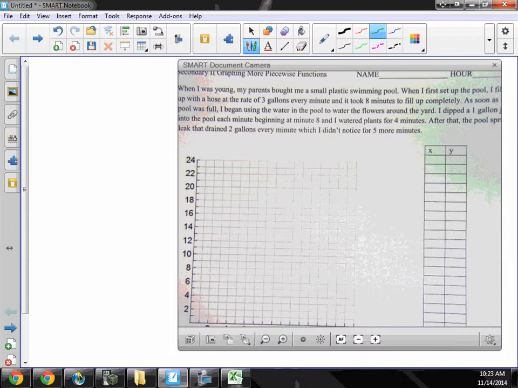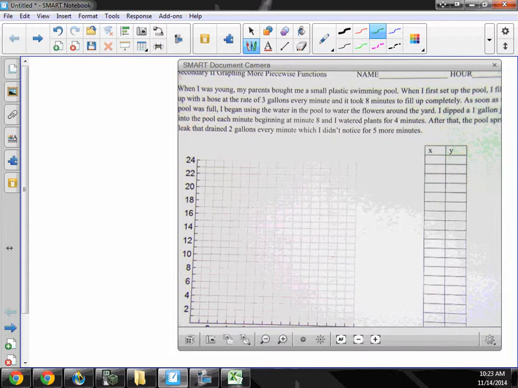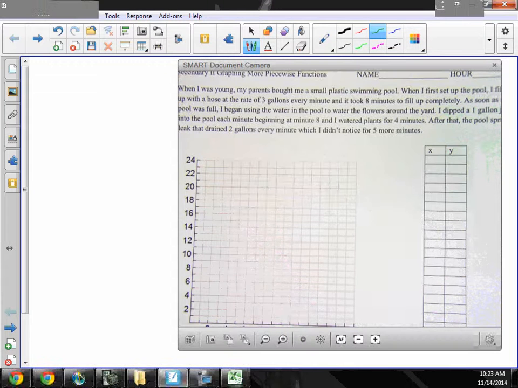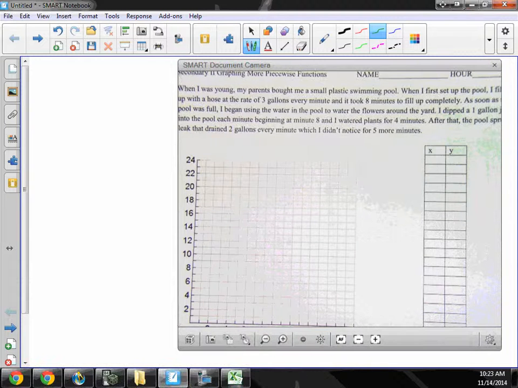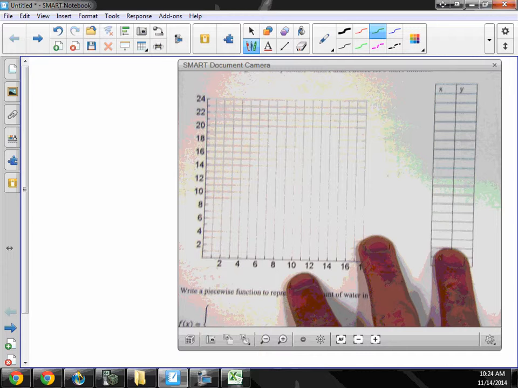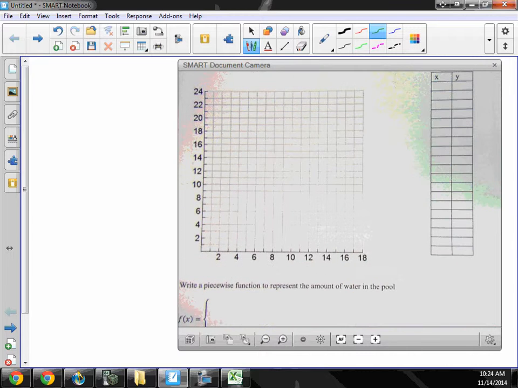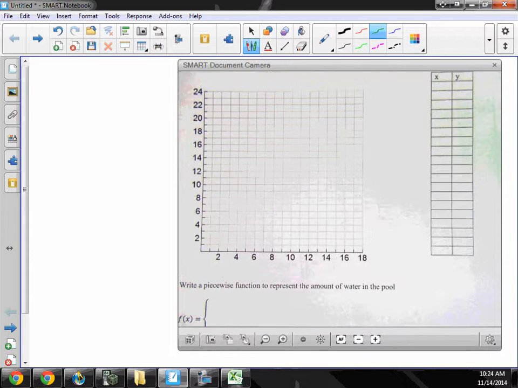5 more minutes. At that 5 more minute mark, I didn't write it in the story, but let's just assume that I plugged the leak somehow. You know, stuck your finger in it, or your little brother, whatever you could to plug the hole. So we're going to graph this and then fill out a table as we go.